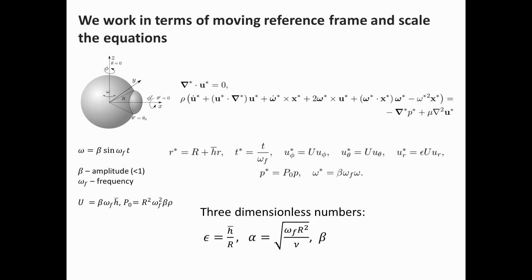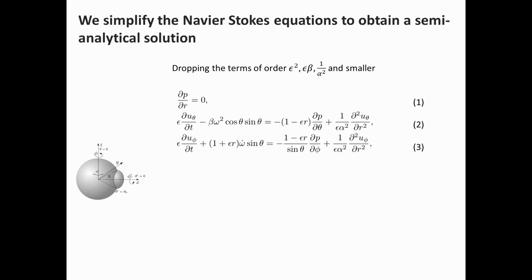Right, so then getting rid of small parameters of order epsilon squared, epsilon beta, and 1 over alpha squared, we come up with this simplified problem. So this problem is forced by these two terms. The one at the top is due to centrifugal force, and the one here is essentially angular acceleration. And the nice feature of this system is that it's linear. So this is already a huge simplification.